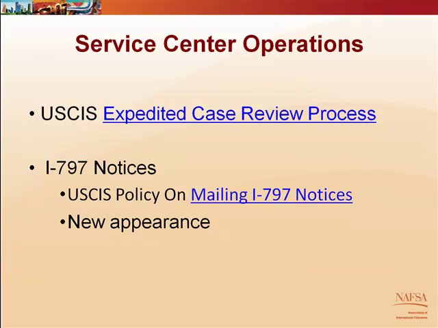USCIS stopped issuing Form I-797C on special paper and began using plain bond paper. USCIS estimates that this change will save taxpayers about $1.1 million per year.